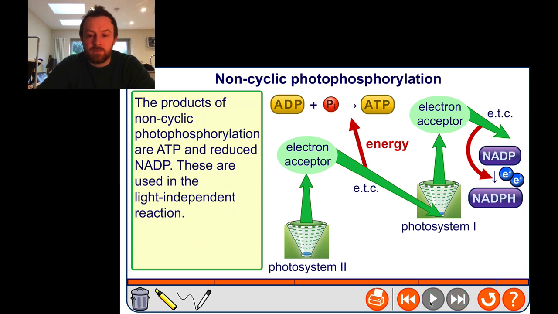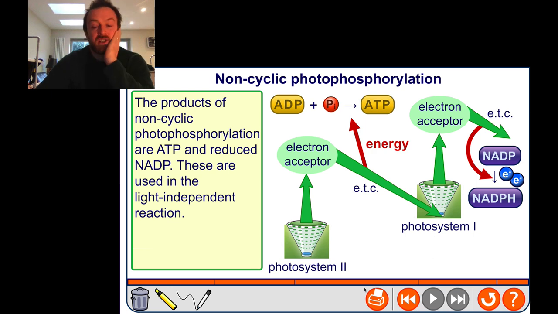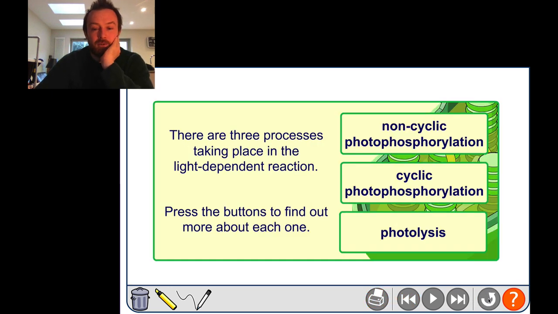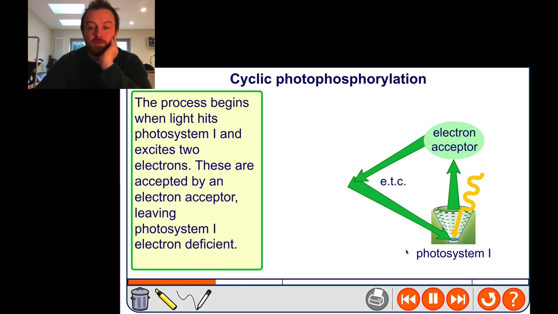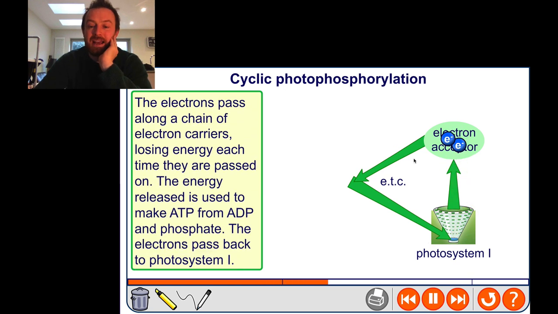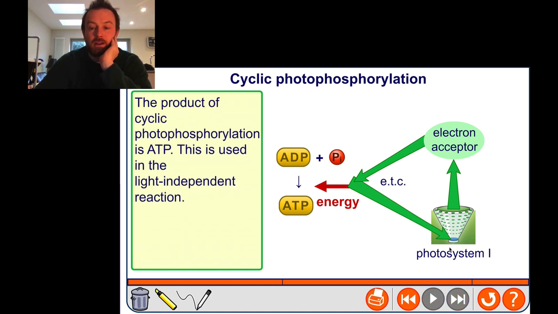So the overall process is called non-cyclic photophosphorylation. Now, sometimes the process can occur in a slightly different way. Sometimes we can get something called cyclic photophosphorylation. You'll notice here that there is no photosystem II that would have been down here. In cyclic photophosphorylation, we just have the electrons going up to the electron acceptor above photosystem one, but then they're passed back down the electron transport chain this way, again phosphorylating ADP to make ATP, and the electrons just go round and round in a cycle, hence cyclic.